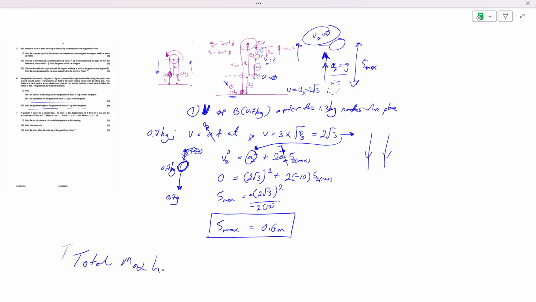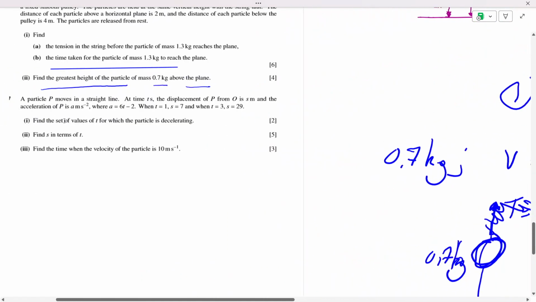Total max height is equal to 2 meters plus 2 meters plus 0.6, which will give me a total max height of 4.6 meters. Right. Remember what the question was asking? Let's go back to the question.